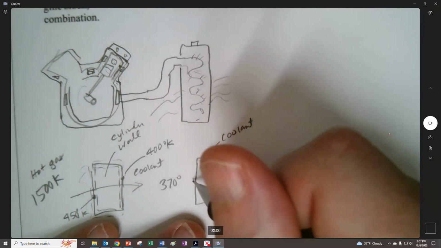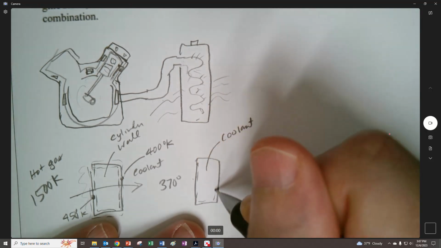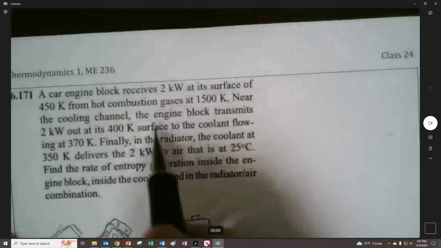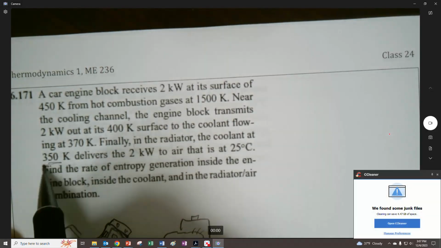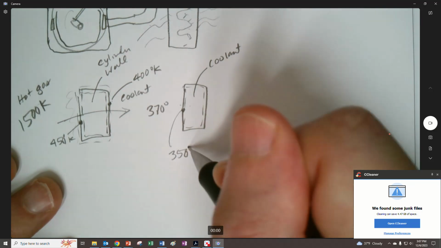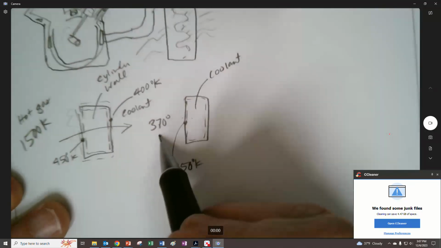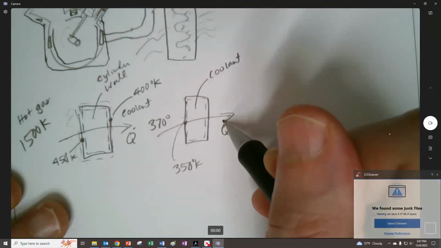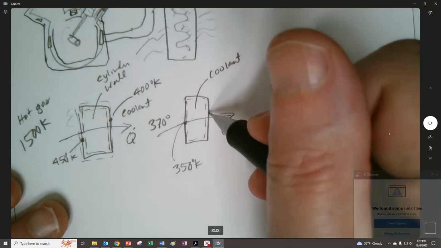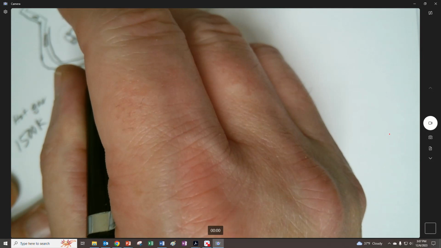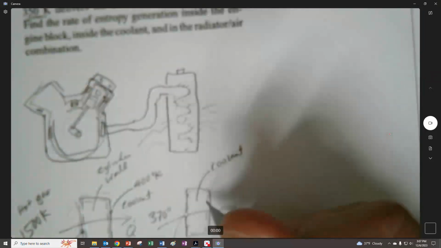And then here we're going to have, on this right here, because this needs to be a higher temperature than this. So here on the surface of this, they've said it's 350 degrees Kelvin. So here's the 350 degree Kelvin surface, and there's still that same Q dot going across this thing, right? In and out. This surface right here is, this is the coolant.